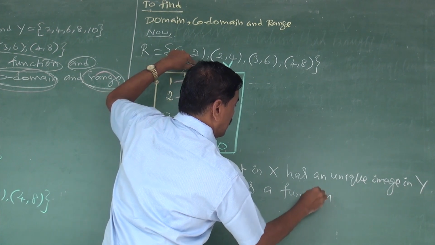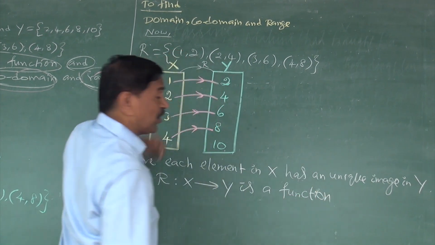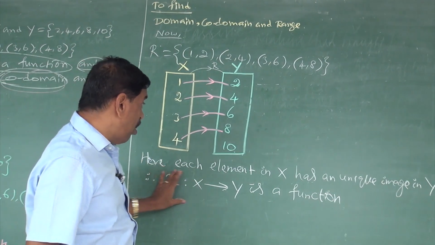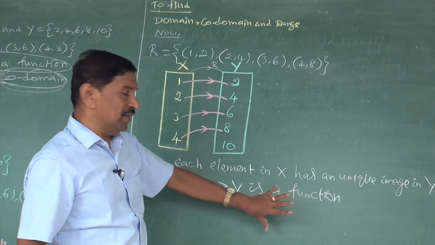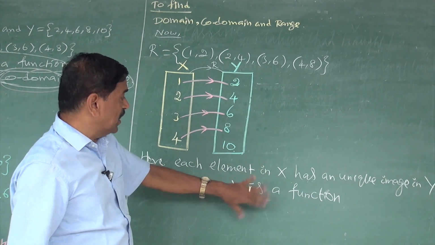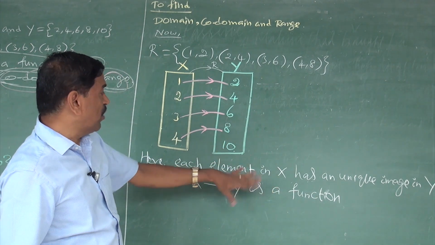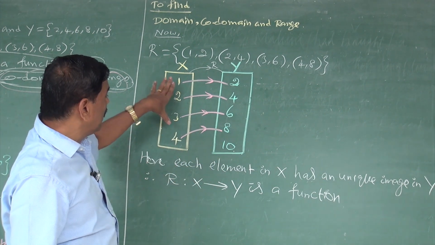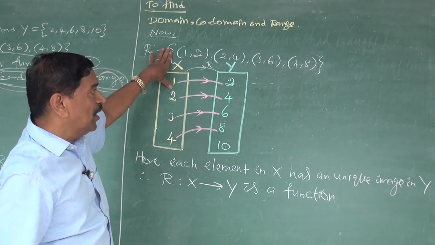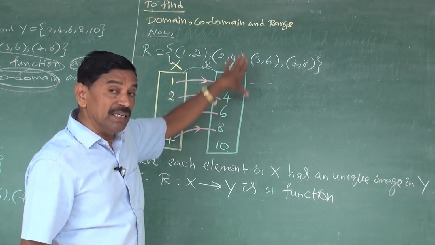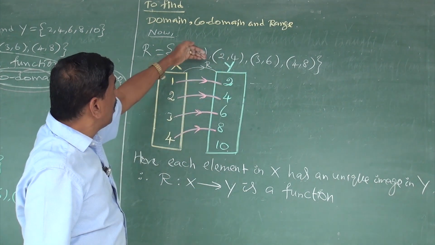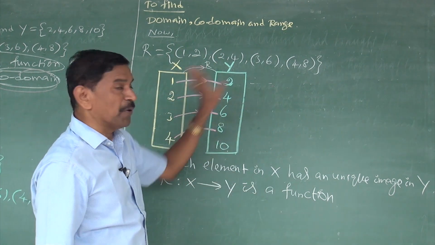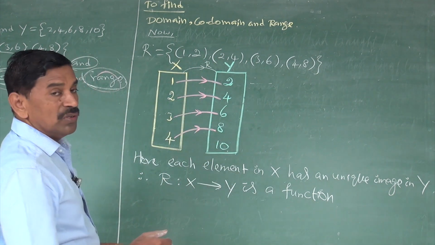Okay. So, for this question, we want to answer two topics. First one, R is a relation. Second, R is a function. Yes, we proved it is a function. To prove R is a function, it is enough to verify each element in X has a unique image in Y. Therefore, R from X to Y is a function. So, first part completed.